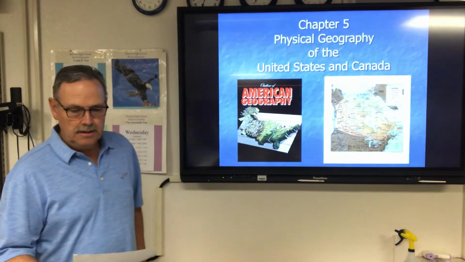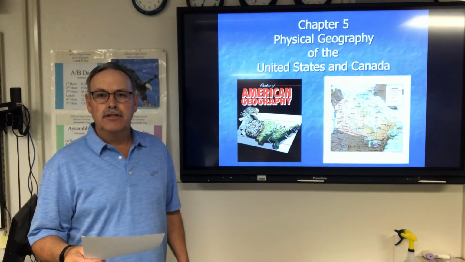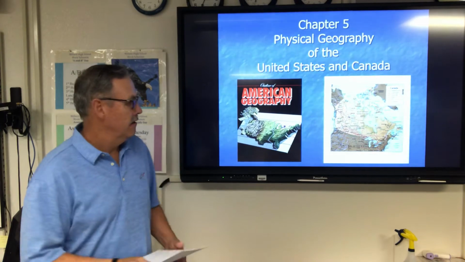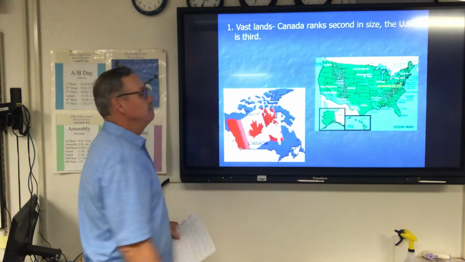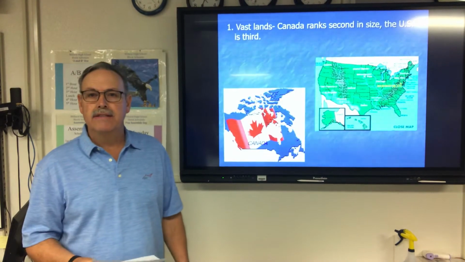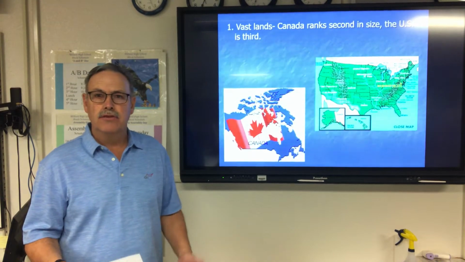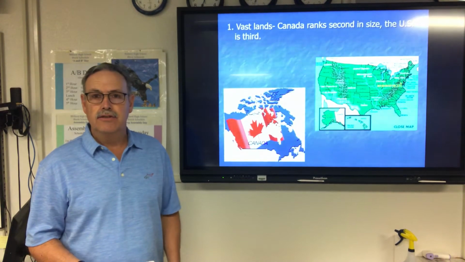Today we'll be doing Chapter 5. This is our first page for the physical geography of the United States and Canada. So, vast lands, both Canada and the United States are very large. Canada ranks second in size out of countries in the world, and the United States is third.